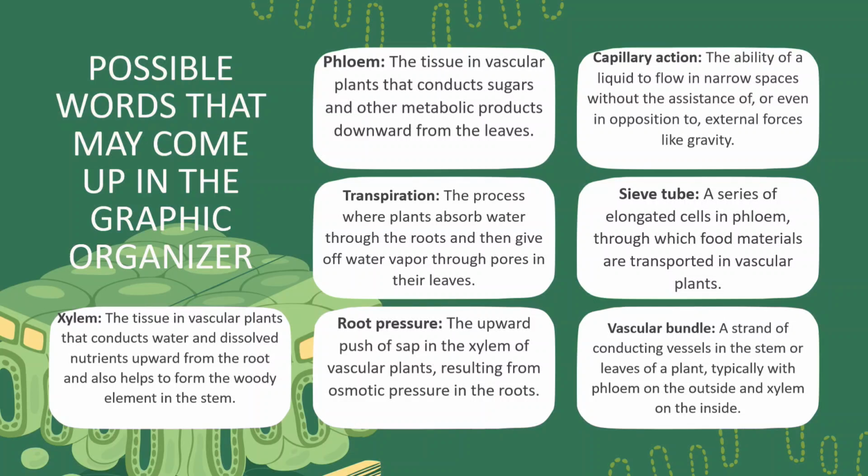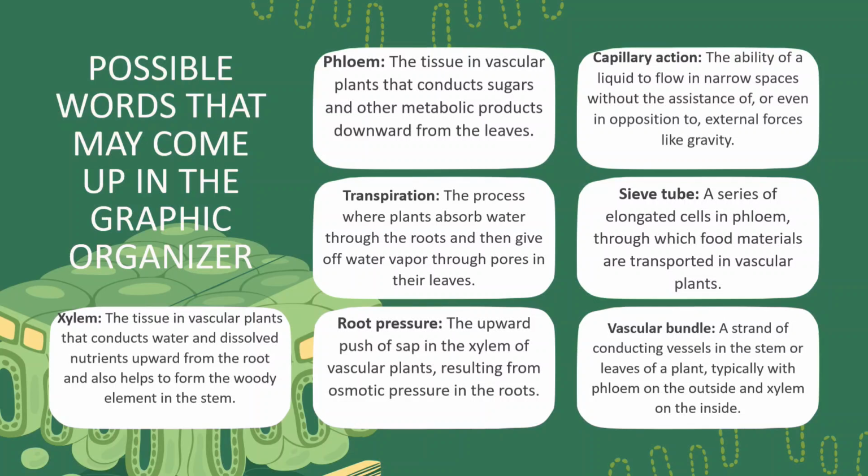Transpiration, the process where plants absorb water through the roots and then give off water vapor through pores in their leaves. Root pressure, the upward push of sap in the xylem of vascular plants, resulting from osmotic pressure in the roots. Capillary action, the ability of a liquid to flow in narrow spaces without the assistance of, or even in opposition to, external forces like gravity.